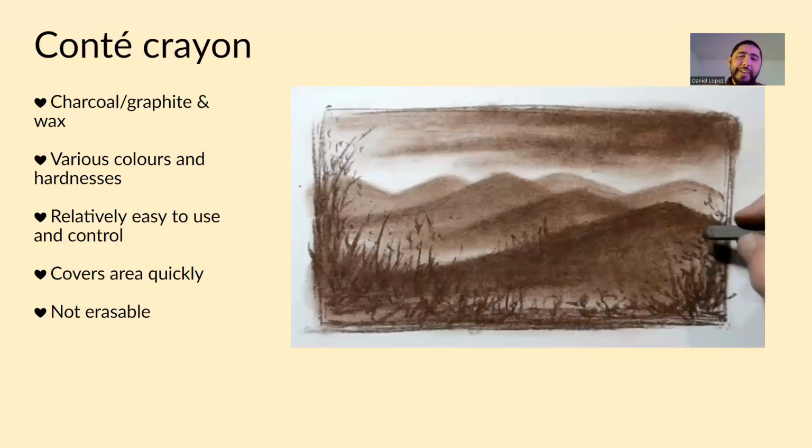Conte crayon. So this is basically a crayon. It's charcoal, graphite, and wax. They usually come in different warm colors, mostly in the red to brown spectrum. So red, orange. I don't think I've seen it in any other colors other than that and black and white. I don't think I've seen them in cool colors.